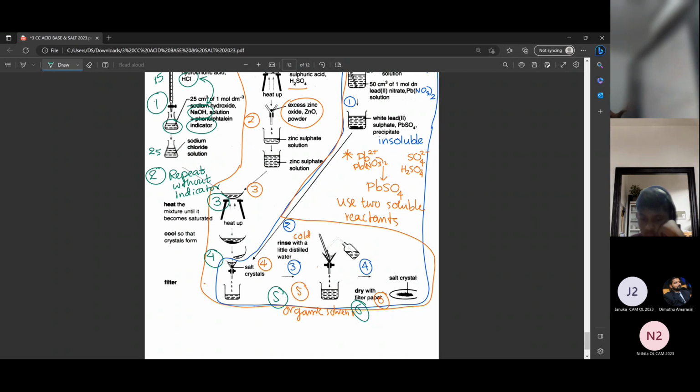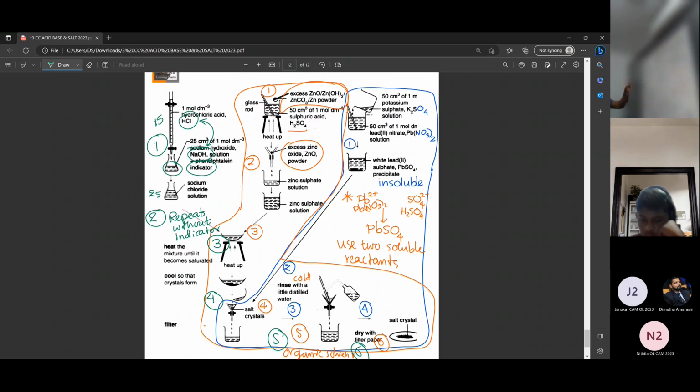You're asking for help with the first step, so I'll give that for the whole class. So first of all, you say measure 25 cm cube of sodium hydroxide using a pipette and put it into the conical flask. Fill the burette with HCl.